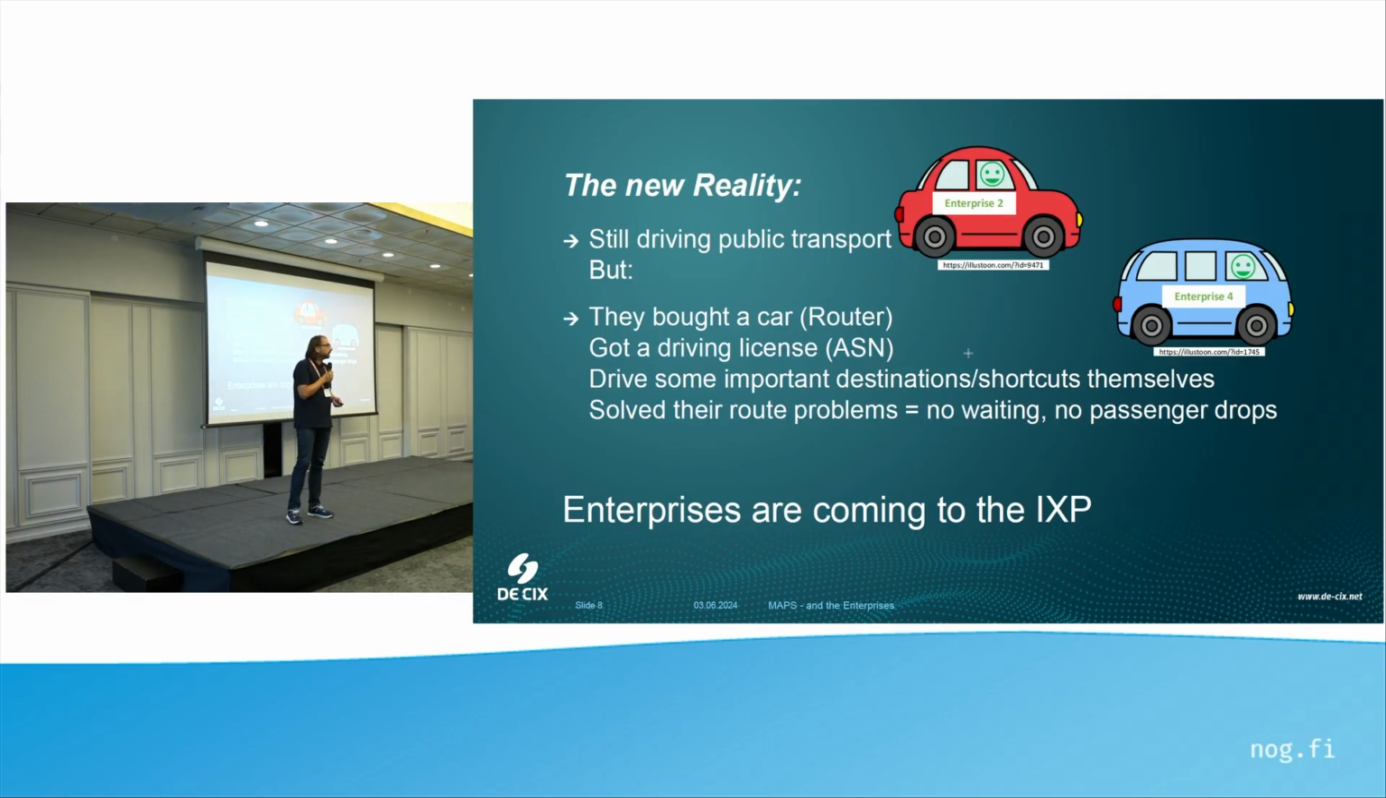So what's the new reality or possibility for enterprise customers? Staying with our analogy, now the first enterprise customers bought a car. A car means, in this analogy, they bought a router and they have a driver license, which is the ASN. So hooray, now they are happy to drive themselves, but of course not to each and every one of the 75,000 destinations. They are still driving with the bus, but with their own car they are able to drive some shortcuts on their own. That might help to get rid of some nasty problems which they cannot fix the other way.